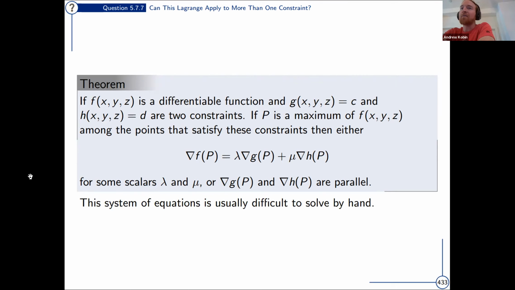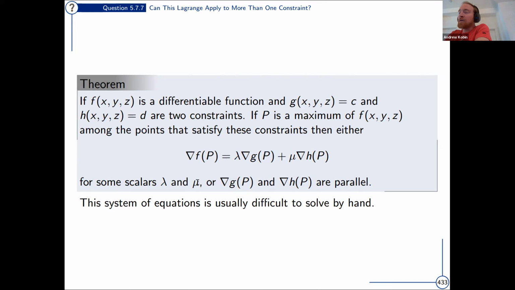So if we have a differentiable function f, and we want to optimize it subject to the two constraints that some function g is equal to c, and some other function h is equal to d, then a point P giving a max or a min of the function f that satisfies the two constraining equations has to satisfy the following extended Lagrange multipliers equation, which says that the gradient of f is equal to lambda times the gradient of g plus mu times the gradient of h at that point P, or the g and h gradients are actually parallel, and then it's just enough to check that the gradient of f is parallel to one of them using ordinary Lagrange multipliers.